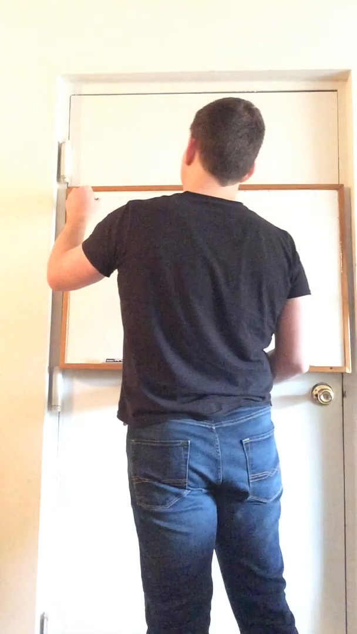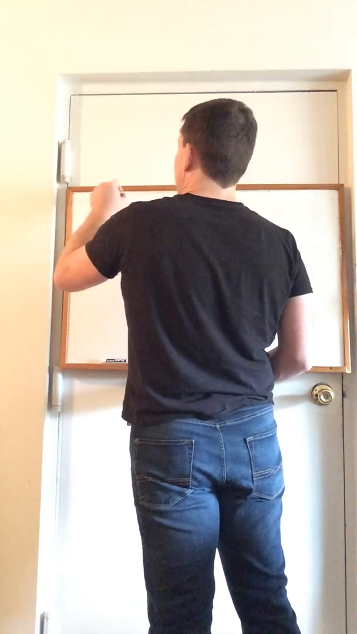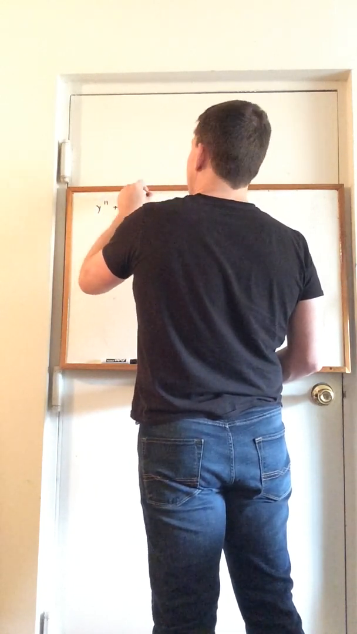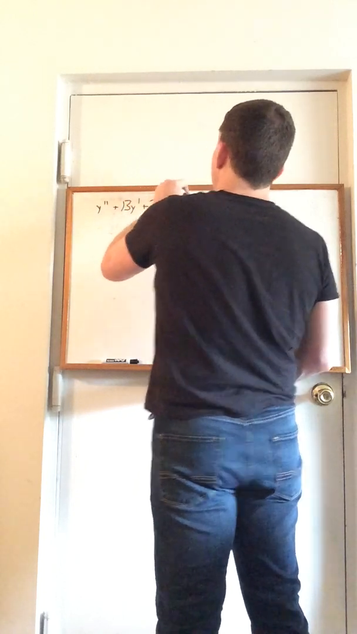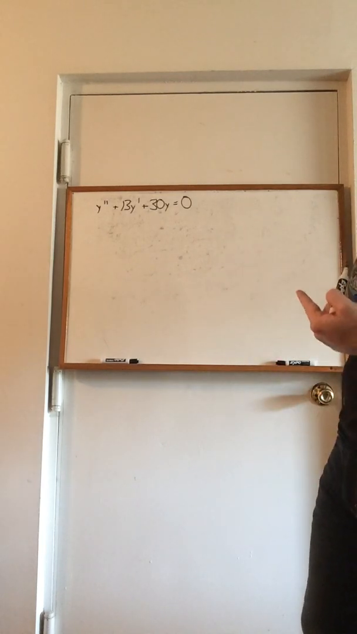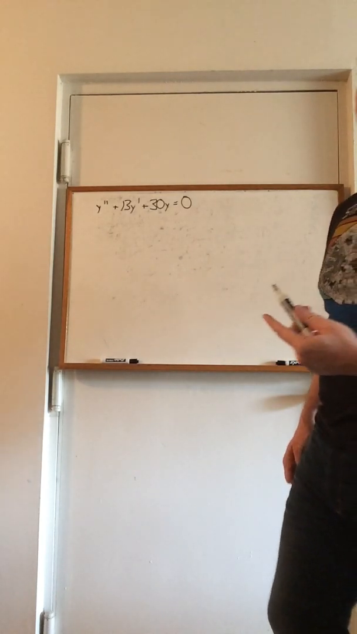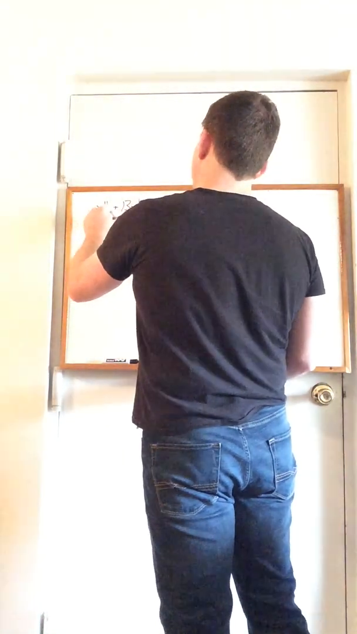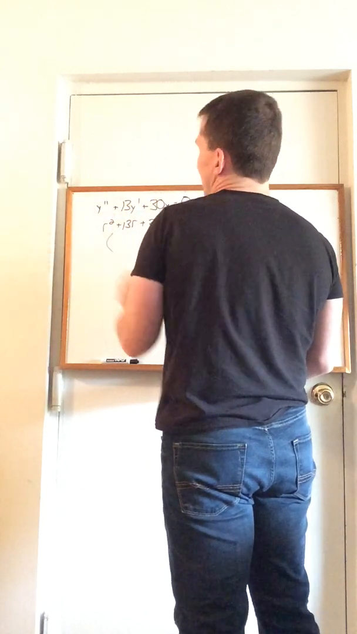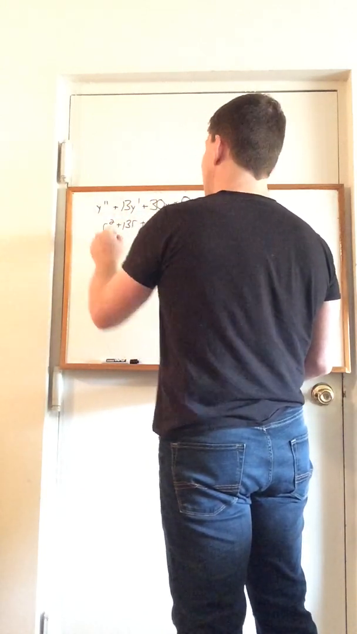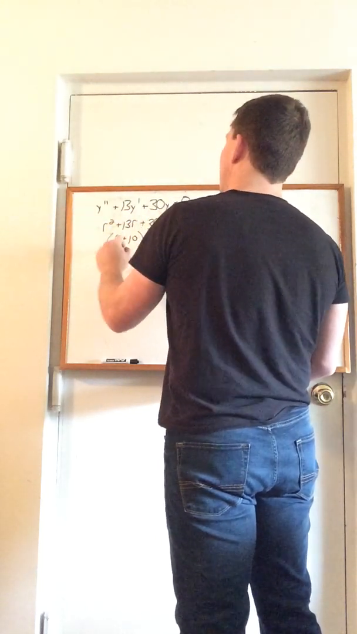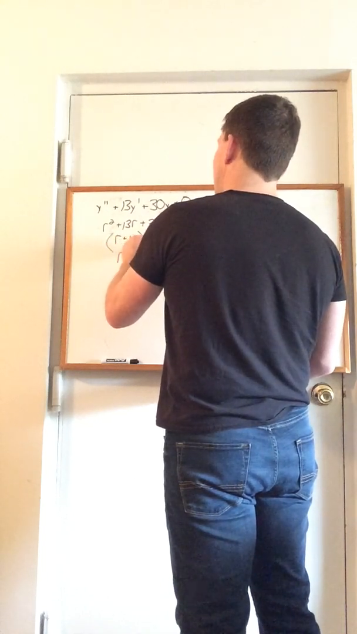So for the sake of argument, suppose we have y double prime plus 13y prime plus, let's see, 30y equals 0. So we say second order linear homogeneous. All I need to do is look at the characteristic equation: r squared plus 13r plus 30 equals 0. Hopefully that factors: two numbers that multiply to 30 and add to 13. Yep. (r plus 10)(r plus 3) equals 0. So r is equal to negative 10 and negative 3.